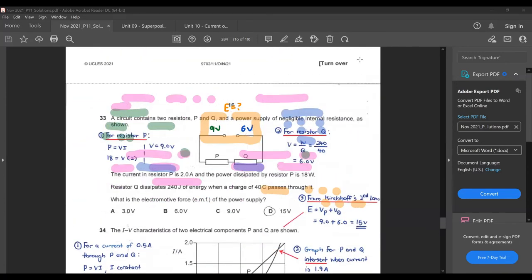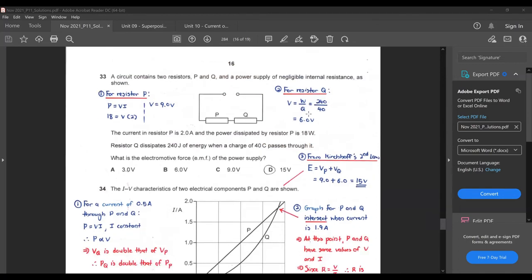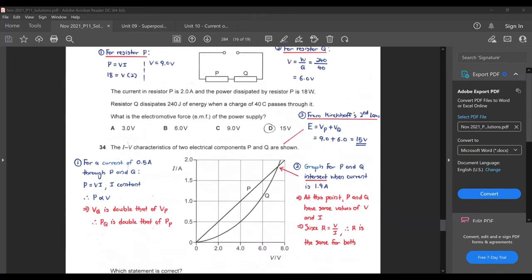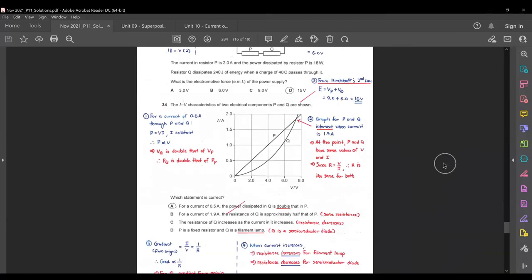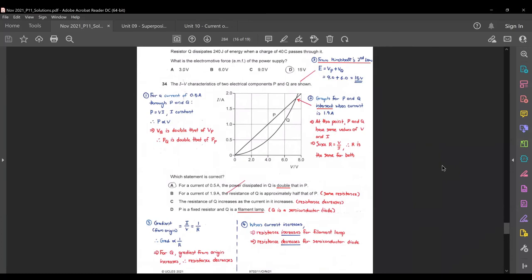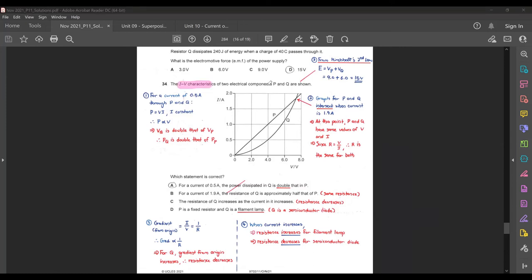Right, then the last question that we can still go through is 34. Now for this one, they tell you the IV characteristics, some of the graphs. They tell you the IV characteristics of two electrical components P and Q are shown. Which statement is correct? So find out the correct statement.